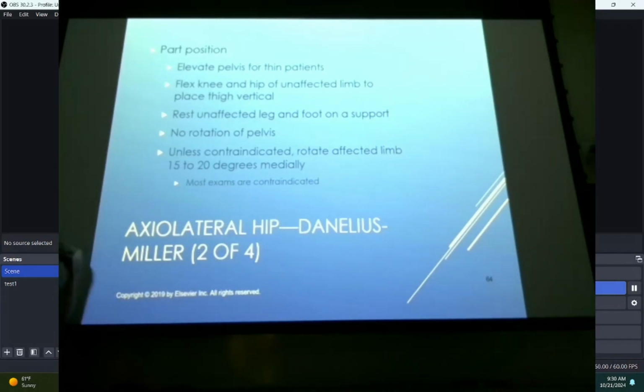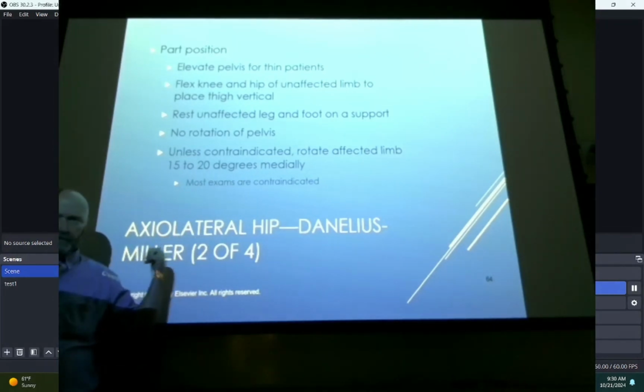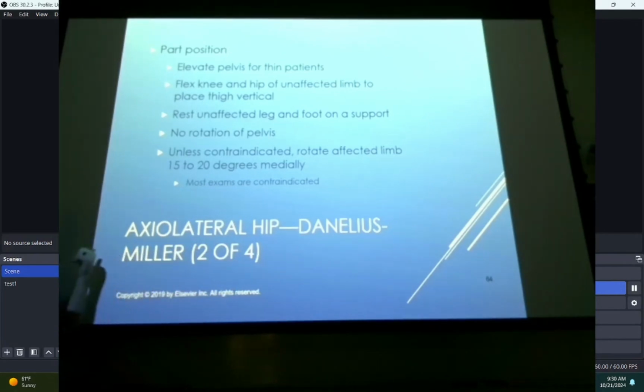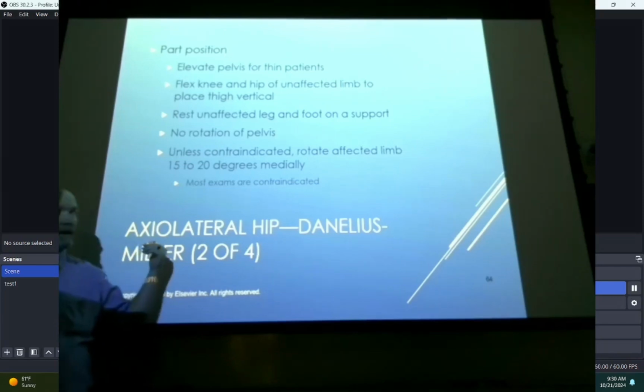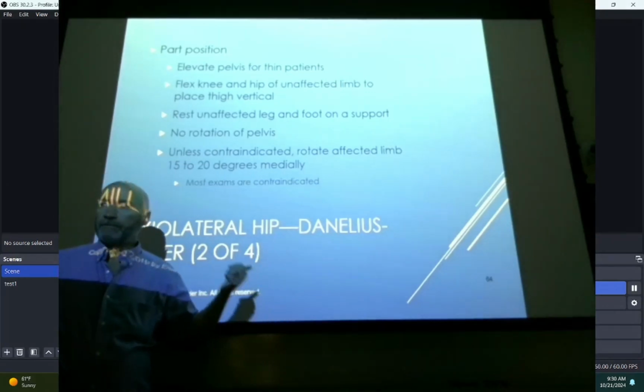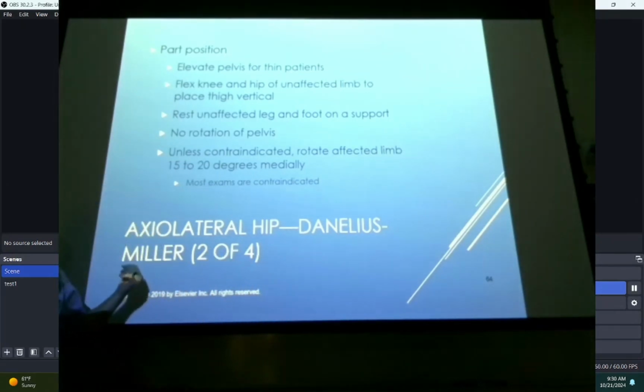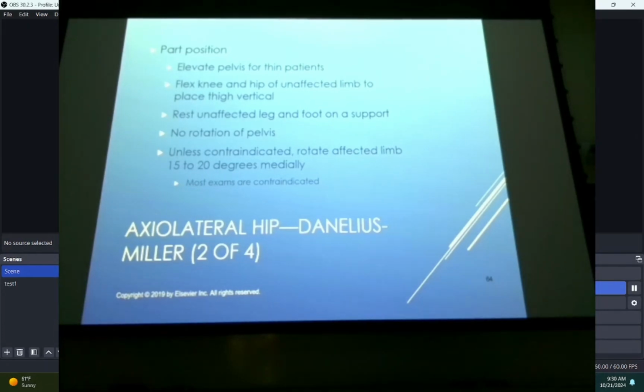But for the most part, if you're shooting a Danelius-Miller, that's your surgical lateral, the most common term for it. If you're shooting surgical lateral, you've got somebody with a broken hip. So whatever position the hip was in for the AP, that's what you're going to leave it in for the lateral. You're not going to internally rotate the toes for the AP, so you're not going to internally rotate the toes for the lateral.